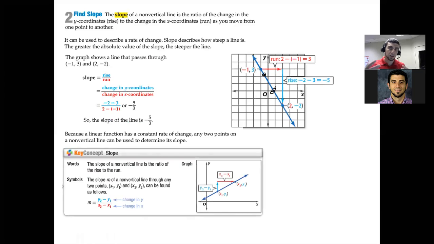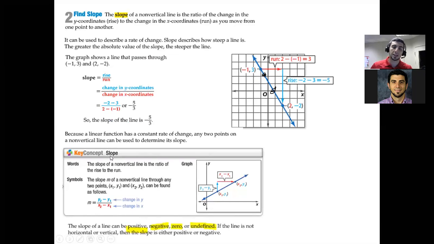So here's the key concept for slope. The slope of a non-vertical line is the ratio of the rise over the run. The slope of any non-vertical line through 2 points, we'll call them x1, y1, and x2, y2, can be found as follows. You do the change in y, which is y2 minus y1, over the change in x, which is x2 minus x1. Make sure you always do this: the second y value minus the first one, divided by the second x value minus the first one.